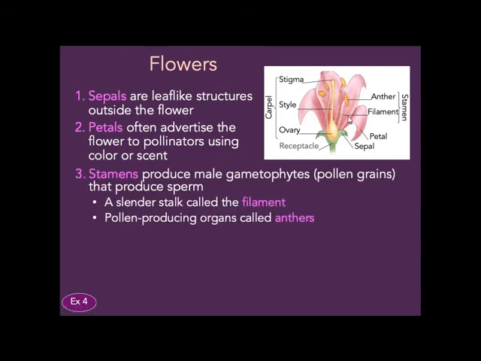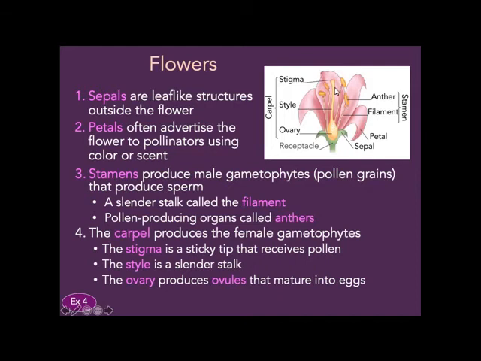All right, so the stamens are the male parts. So that's this anther on a filament. That's a stamen. And up here in the anther, that's where the pollen is produced. The carpel, that's this part over here, is the female reproductive organs. And so the carpel has three parts. It has a stigma, so that's the tip where the pollen lands. It has a style, that's the neck, and then the ovary, where the ovules are that will mature into eggs.